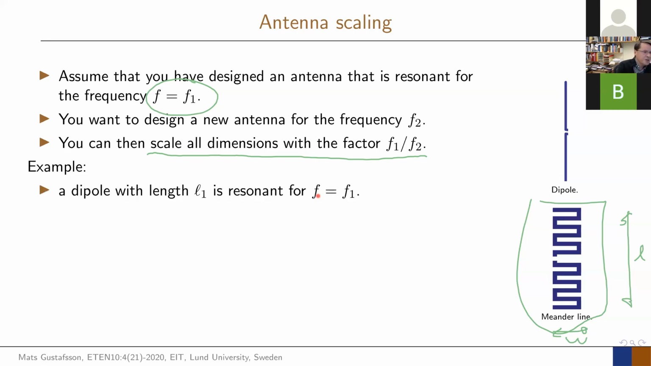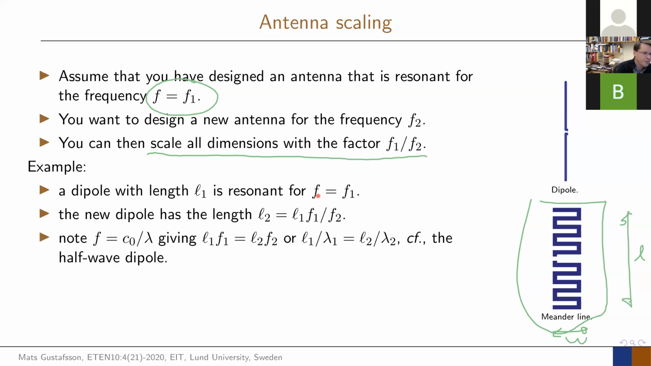So if we take these ones and we say that you have a dipole with length L1, and as I said, it's resonant for F1. A new dipole then has L2, which is L1 times the quotient of the frequencies. And that means that the scaling is in the wavelengths. So L1 over lambda 1 should be the same as L2 over lambda 2, which means that when you measure the dimensions of your antenna, you measure them in units of wavelengths. Then everything is simple and trivial. That is your natural way to measure the size.